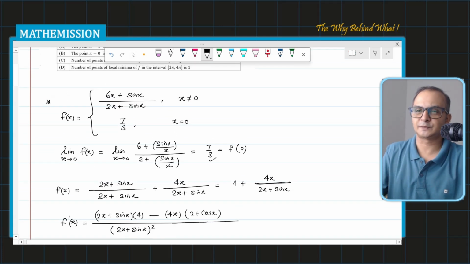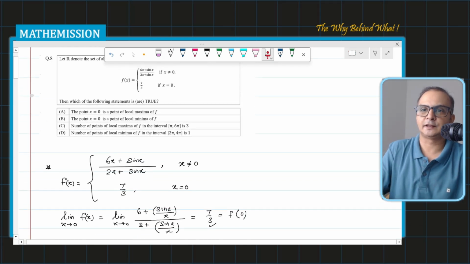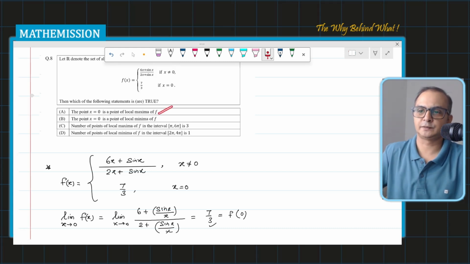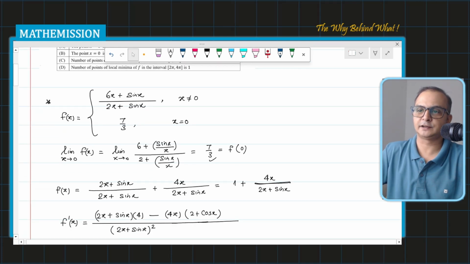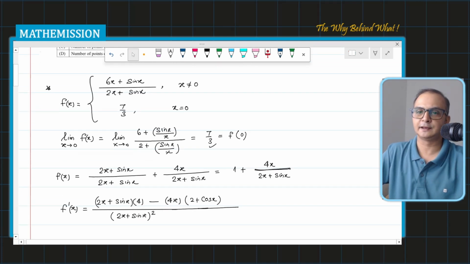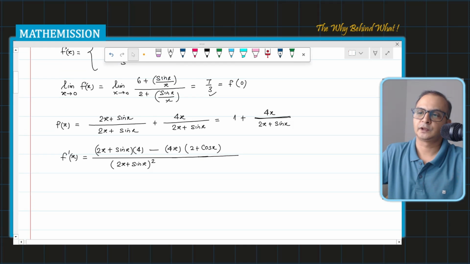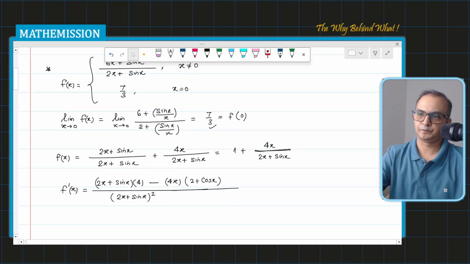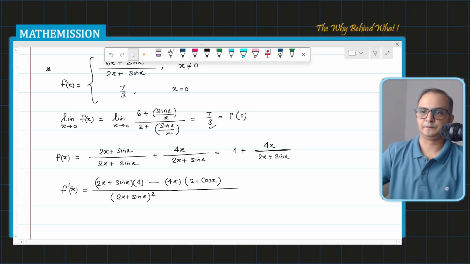The 7 by 3, the first part is already okay, that we can say that at x equal to 0 the point of local maxima is correct, because the left hand limit and right hand limit both approach 7 by 3, and the function value at 0 is also 7 by 3, but all the values after 0 and less than 0 are lesser than 7 by 3.